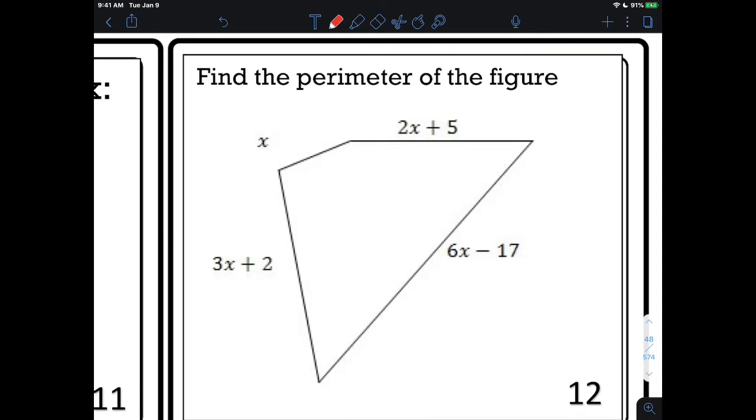Next one, finding the perimeter. I'm going to do a chart again. All these are x's, constants. I could do that.